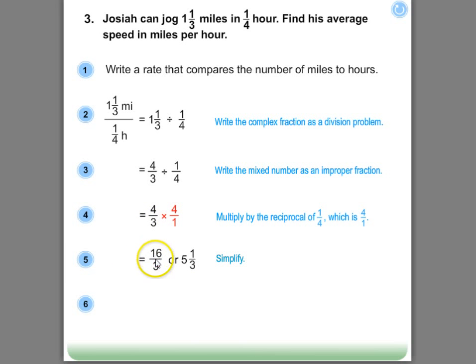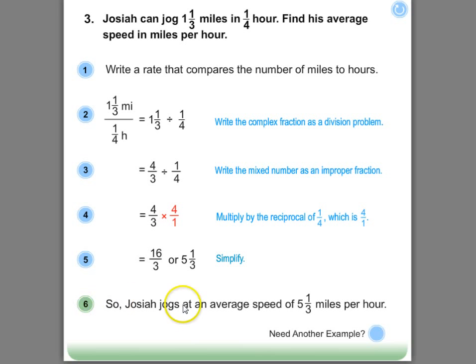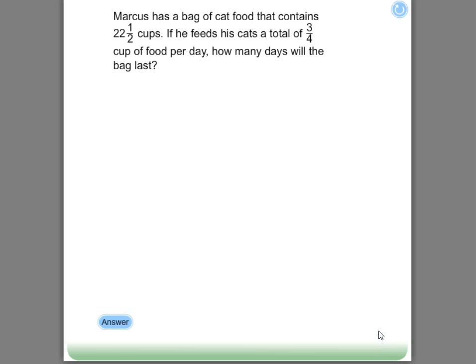And then we end up with 16 over 3, or we can change it to a mixed number, 5 1/3. So that means he did 5 1/3 miles per hour. That was his average speed. Okay. All right. So go ahead and try this one. Pause. Come back and get the answer.